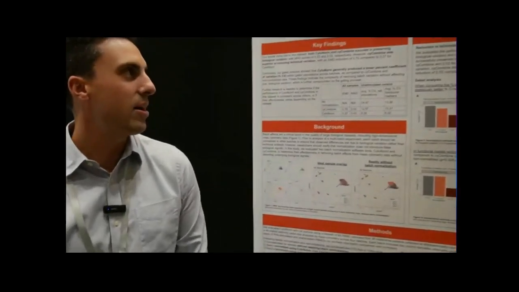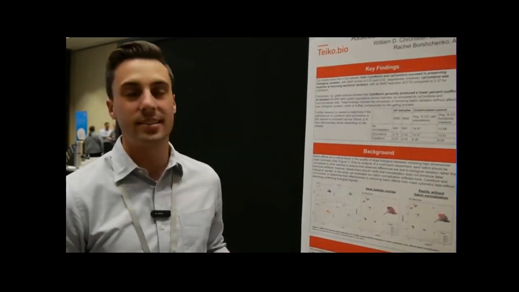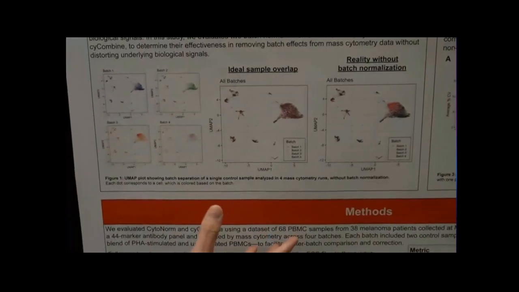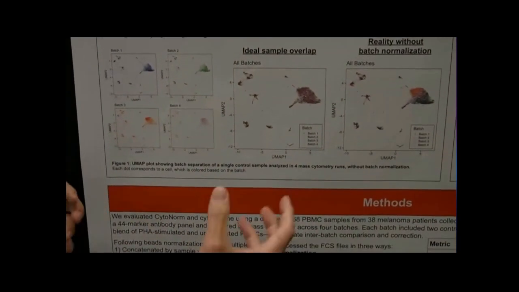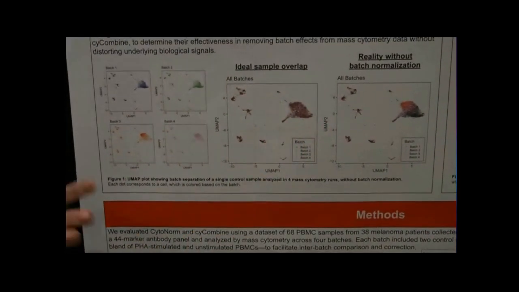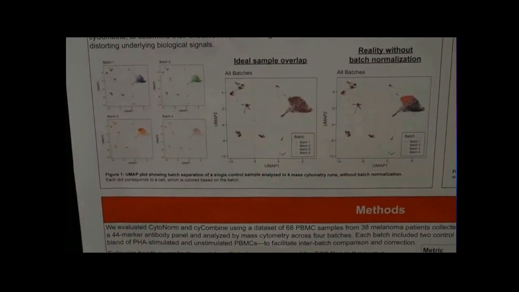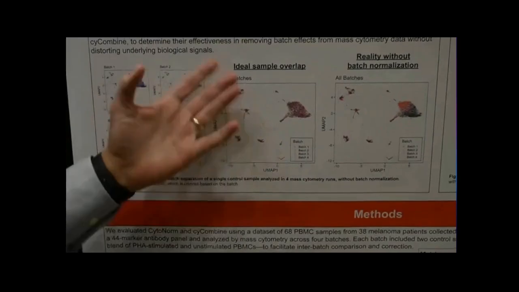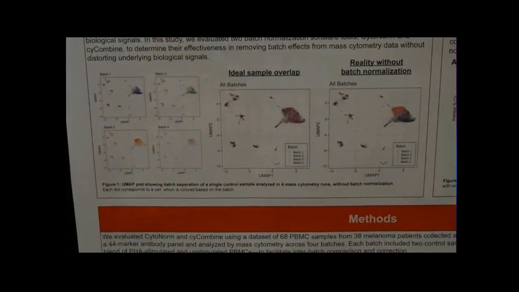So today we're talking about our work on batch normalization, specifically in mass cytometry, but it also applies to spectral cytometry. The problem is every time you run your samples in different batches, you're bound to get some type of technical variation applied to your study. This is looking at the expression of the different markers within the cell. Cells are clustered together based on these expressions. But unfortunately, in reality, you don't actually get this perfect overlap. You have some type of technical variance introduced.